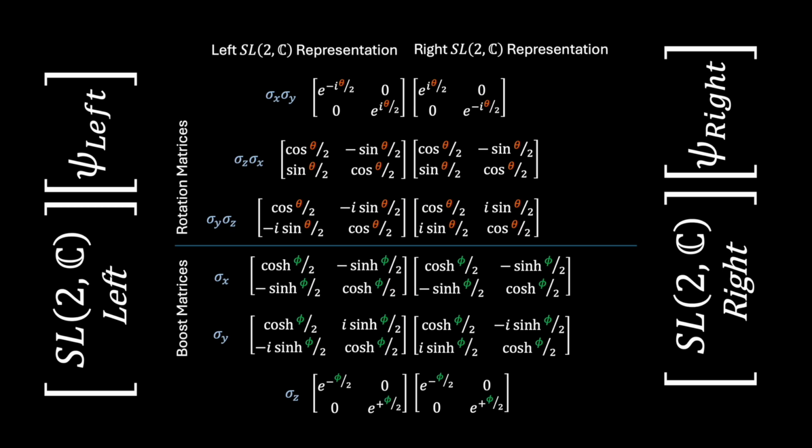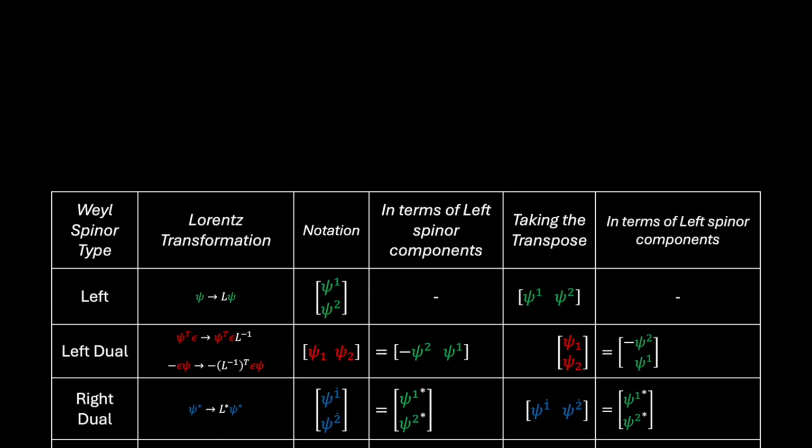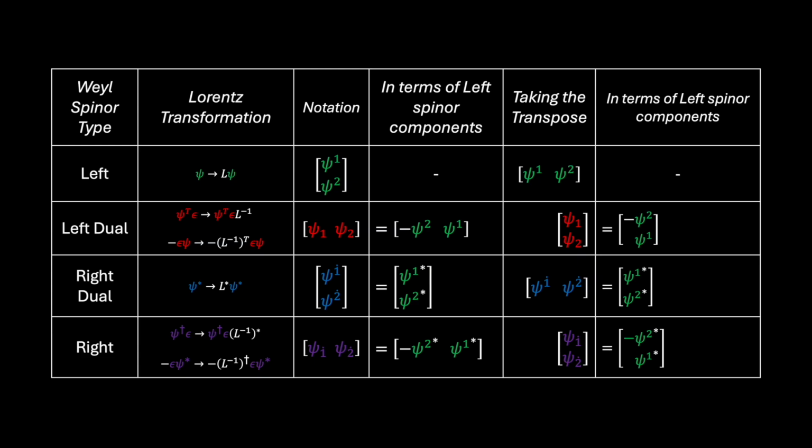And so I took this table from Eigenchris because I liked how he organized the differences between the left dual, right, and right dual Weyl spinors, but I modified it a bit to be a little more complete. The T refers to taking the transpose, the star refers to the complex conjugate, and the dagger refers to taking the two combined, or the Hermitian conjugate.